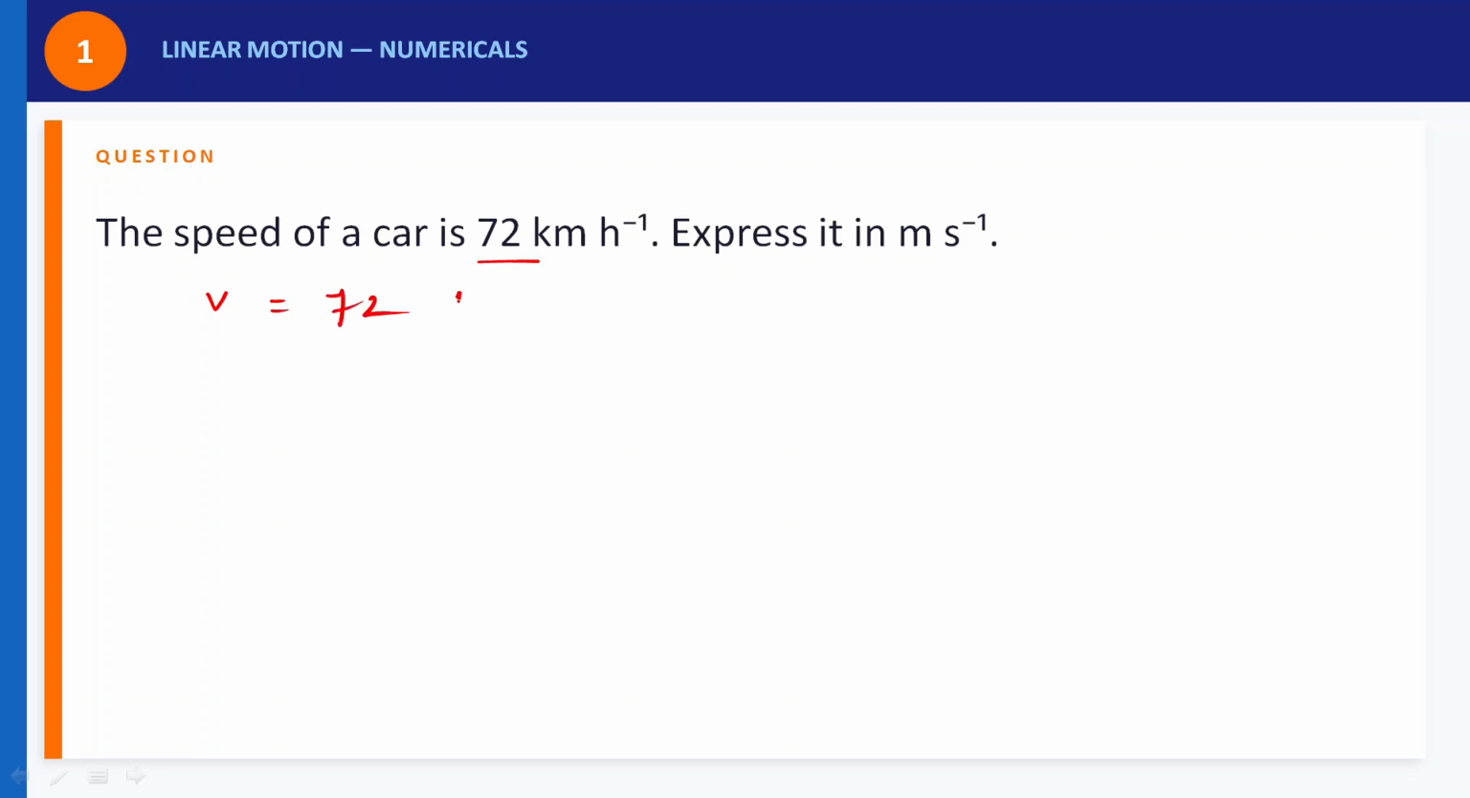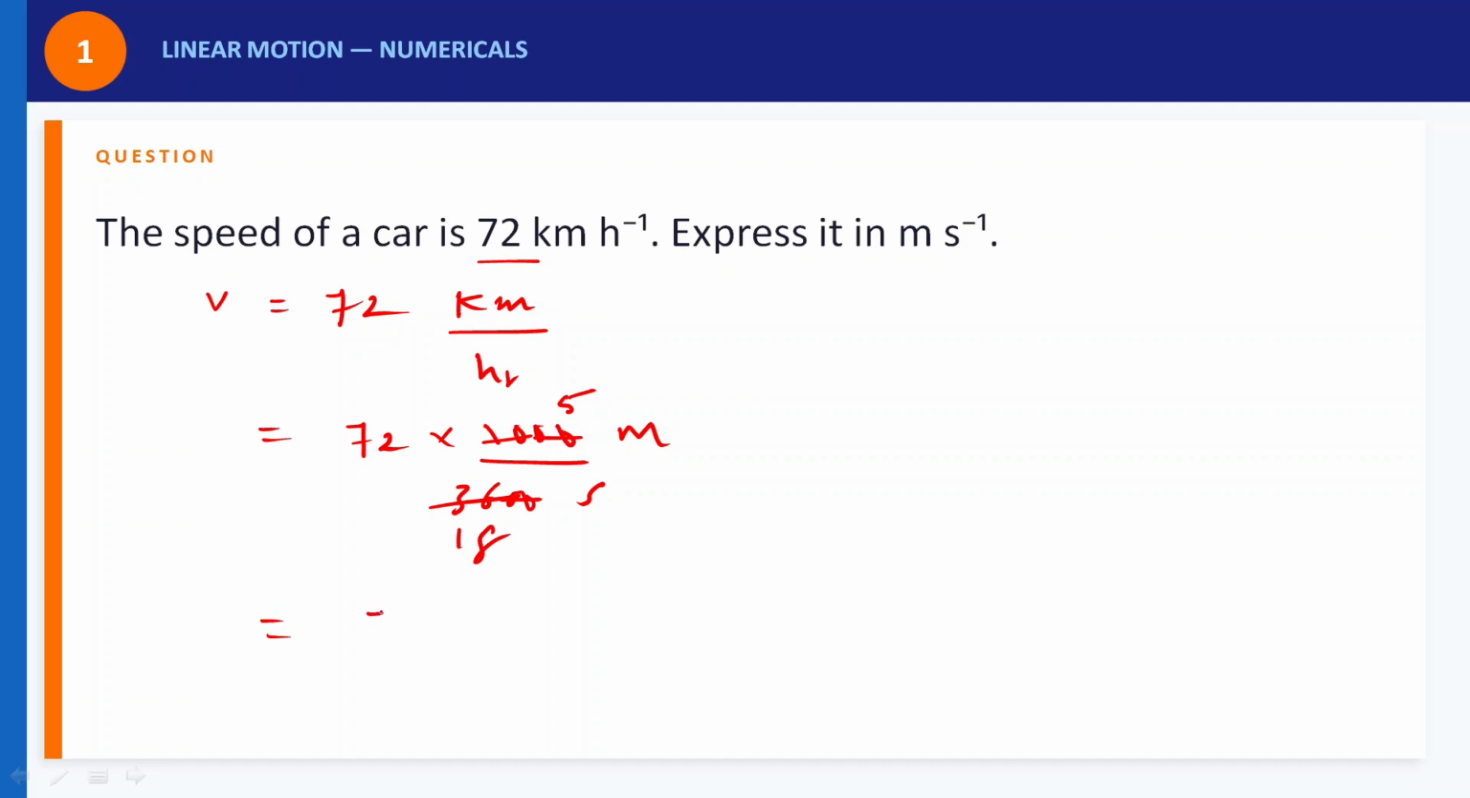72 kilometer by hour, that equals 72 times 1 kilometer, 1000 meters, by hour, 3600 seconds. Zeros get cancelled, so 2 fives are 10, 2 eights are 36. So finally we have 72 into 5 by 18 meter by second.